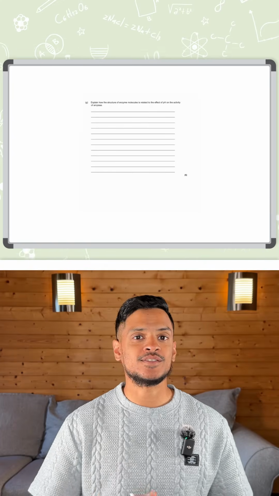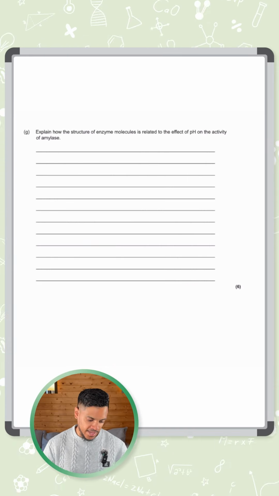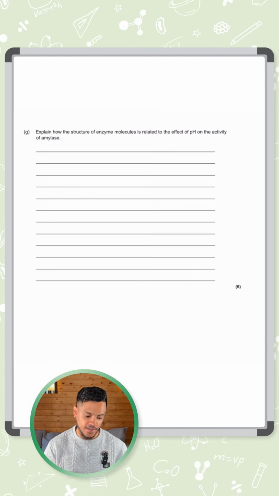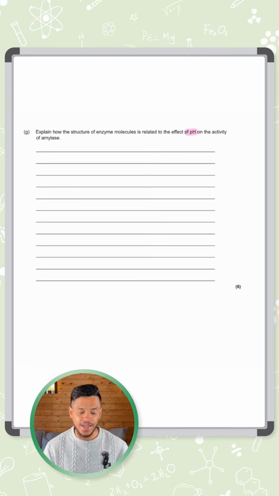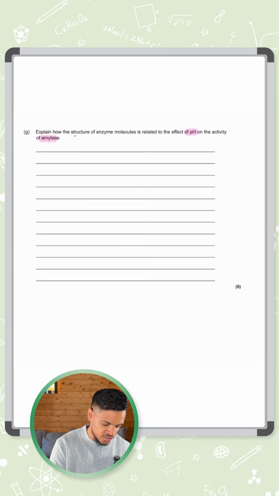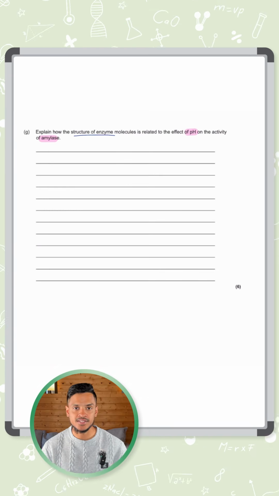Now, if you got a 6 marker like this on enzymes, would you be able to get all the marks? Explain how the structure of enzyme molecules is related to the effect of pH on the activity of amylase. A lot going on here. So it's asking all about the structure of enzymes. So you basically need to explain how enzymes work.